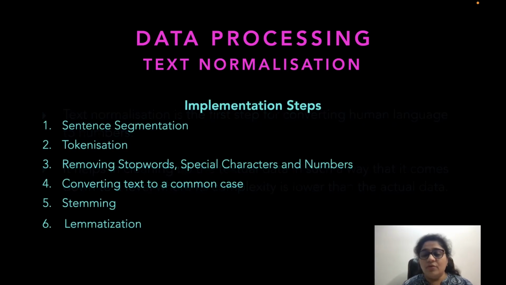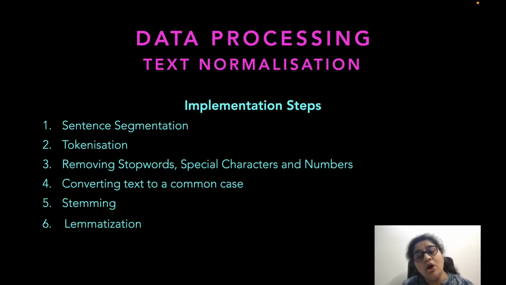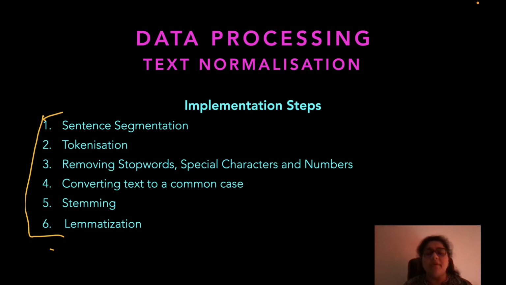So what are the implementation steps? I said text normalization converts the actual data to lower complexity. But how? So here is how. These are the steps involved in order to convert the data to lower complexity. It's not just one step or two steps. Here are the multiple steps which will be used to convert the data into lesser or lower complexity data.